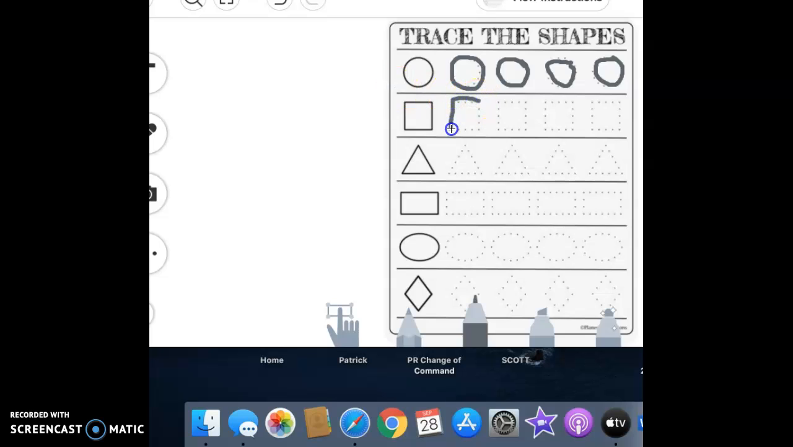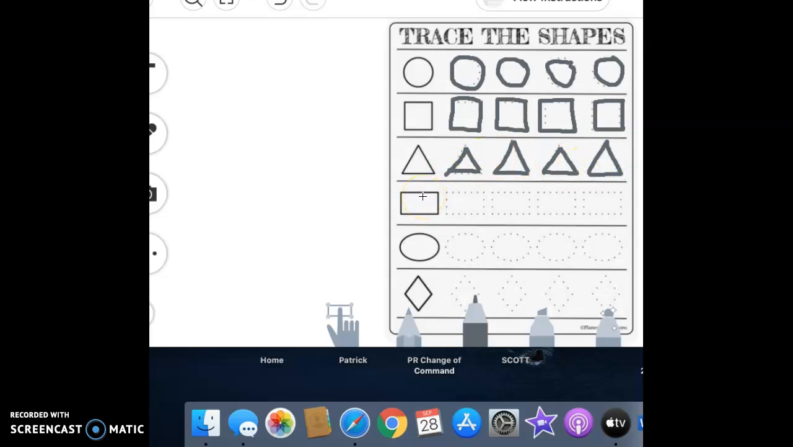4 sides, all the same. You know what this is? A triangle, 3 sides. 1, 2, 3. Make sure you connect the line. 1, 2, 3.